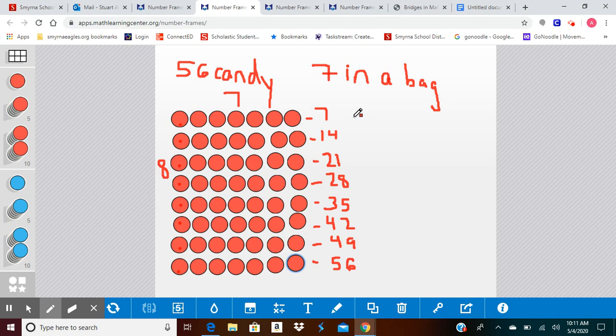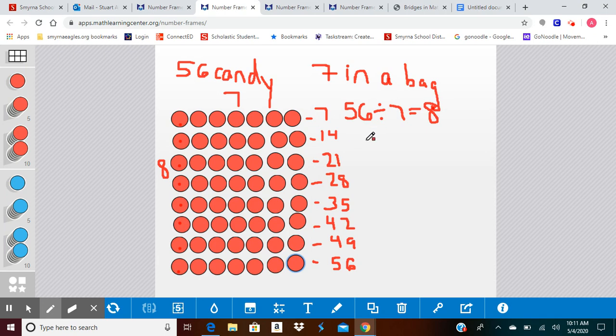So let's make our division equation. Okay, start with our large number. So 56 divided by, what do we know? The 7 pieces of candy in a bag. And it's going to equal 8.